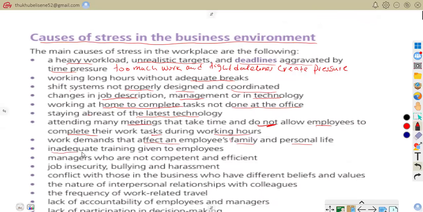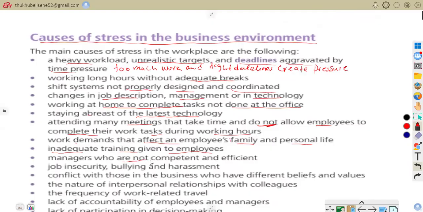Also, inadequate training given to employees. Lack of skills makes tasks harder, and then it's going to be stressful. If you are not given proper training, if you're not given enough training, good people, that also brings up stress. Because now you are going to find yourself without the necessary skills to do the work, and you're not going to be competent enough to deliver at the workplace. So that is very stressful.